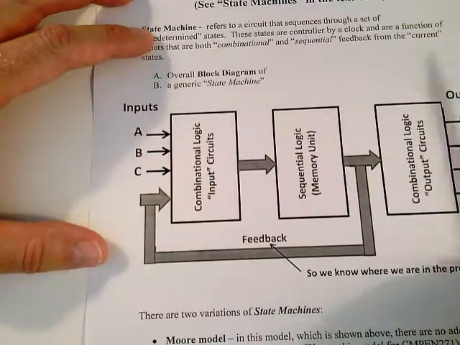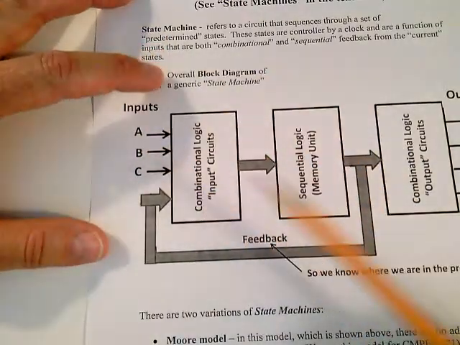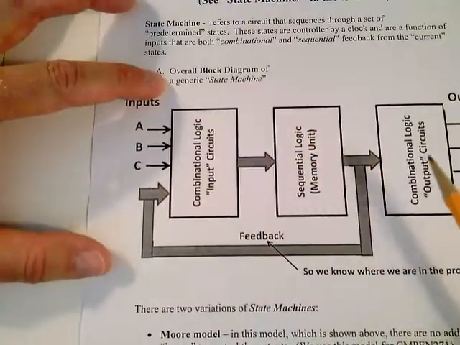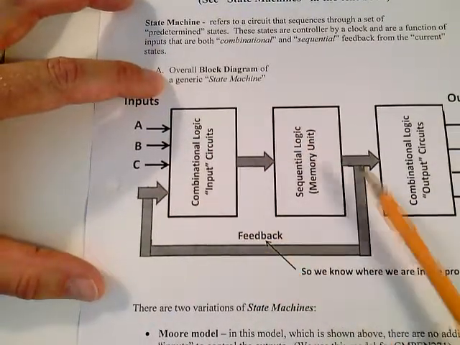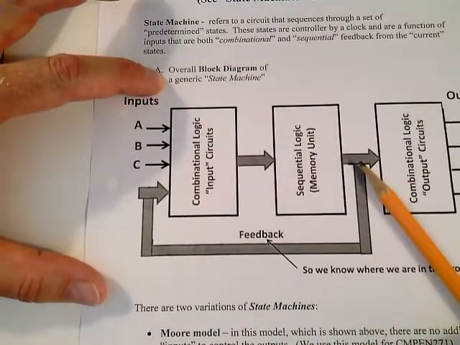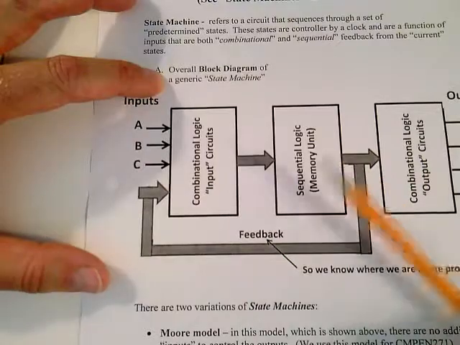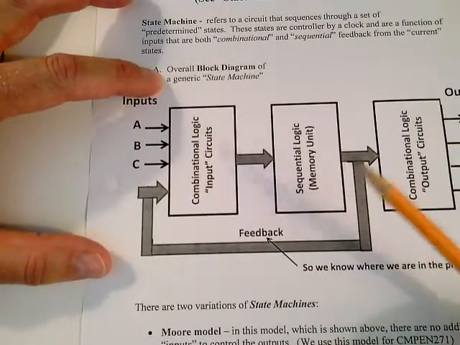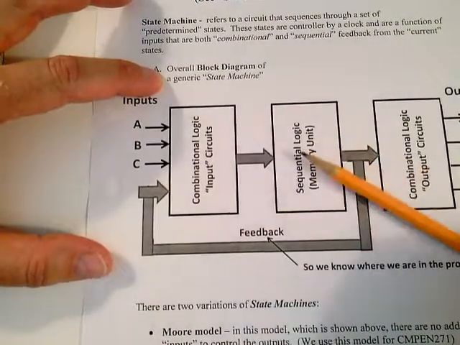And then we produce these outputs. This block diagram of the state machine is very, very important for you to look over and understand. We have feedback, and the feedback comes from the outputs of the flip-flops. Now, why are we doing this? I mean, what's the whole reason for the state machine?